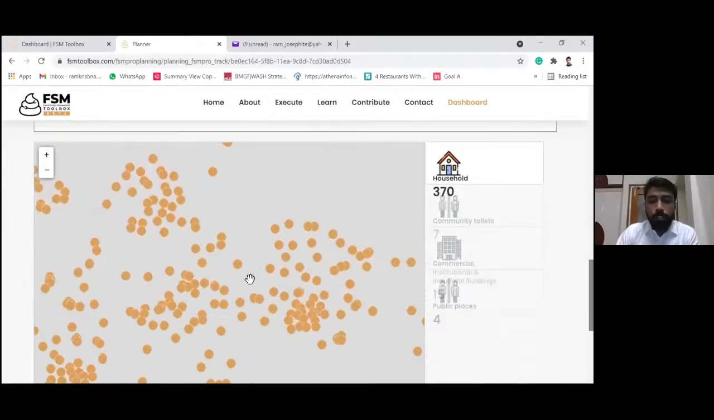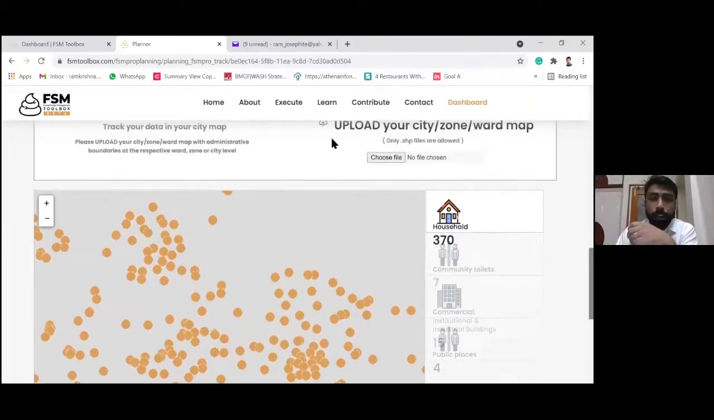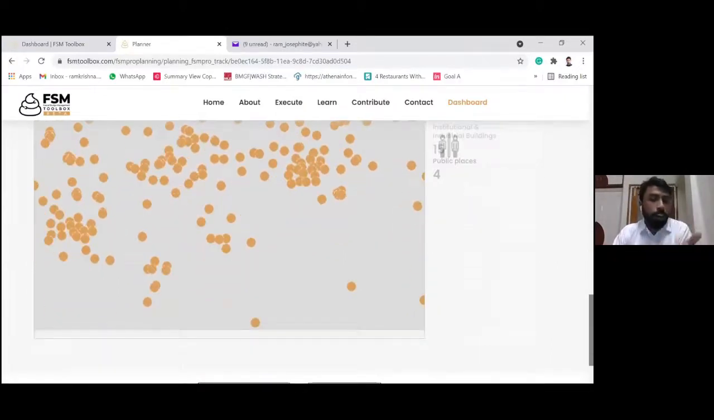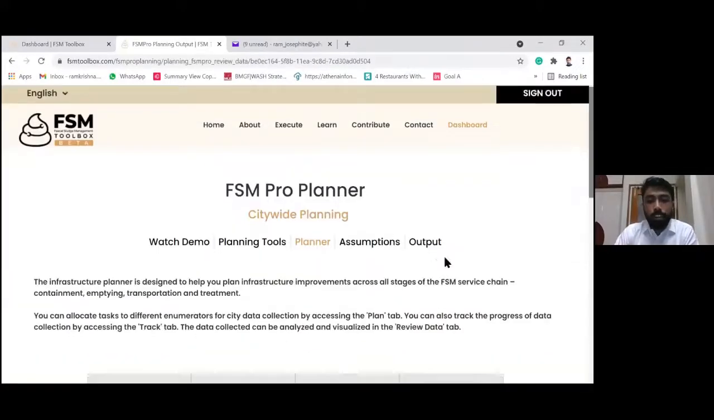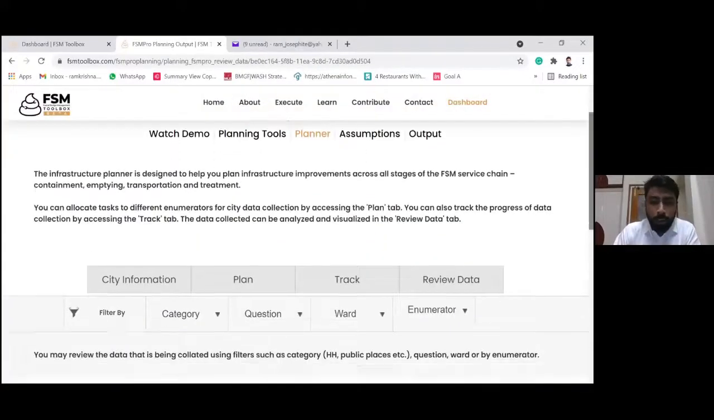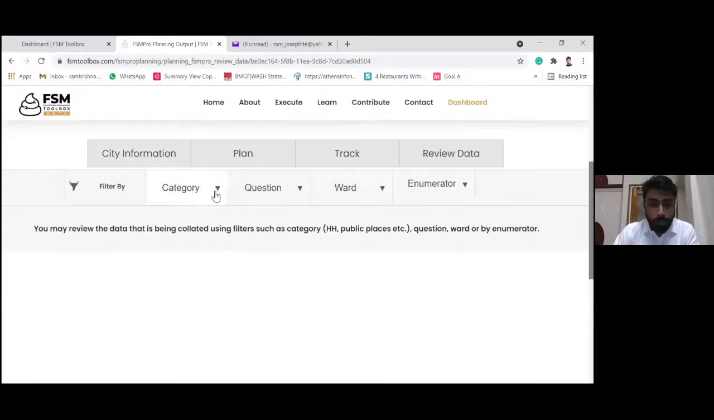And since it's all GPS located, all GPS coordinates are attached to the units. So you can see which households have been selected. You can always upload a map, like a shape file for your city or your zone or ward, and it will lay these GPS coordinates on that map. Or in case you do not have a shape file, you can also select it. The Google map loads up as well. I'll show you an example for that.